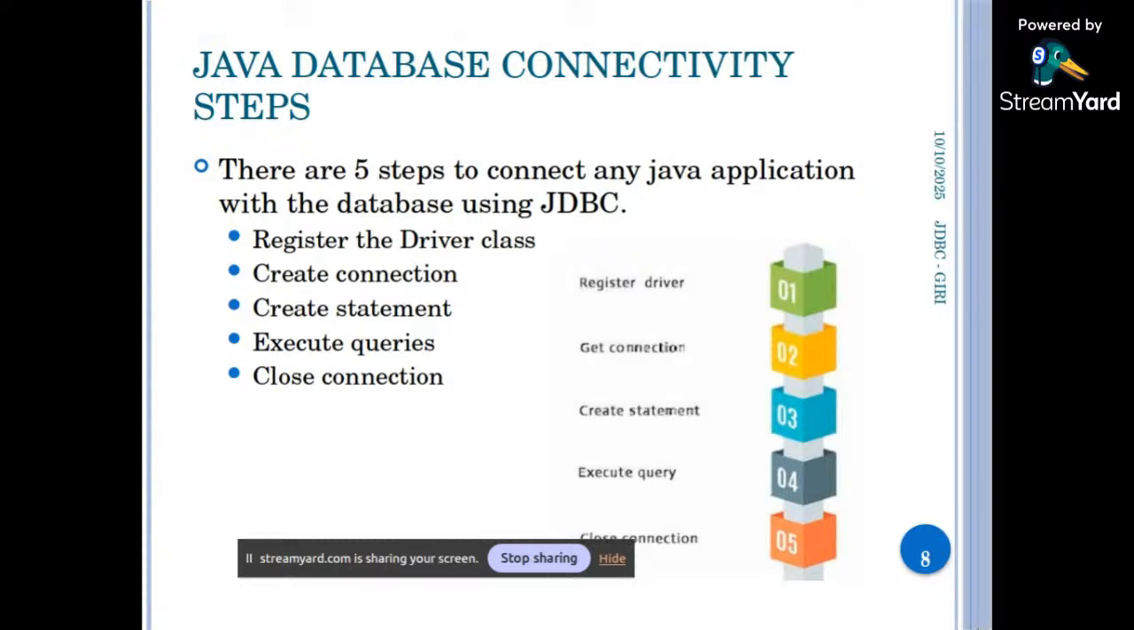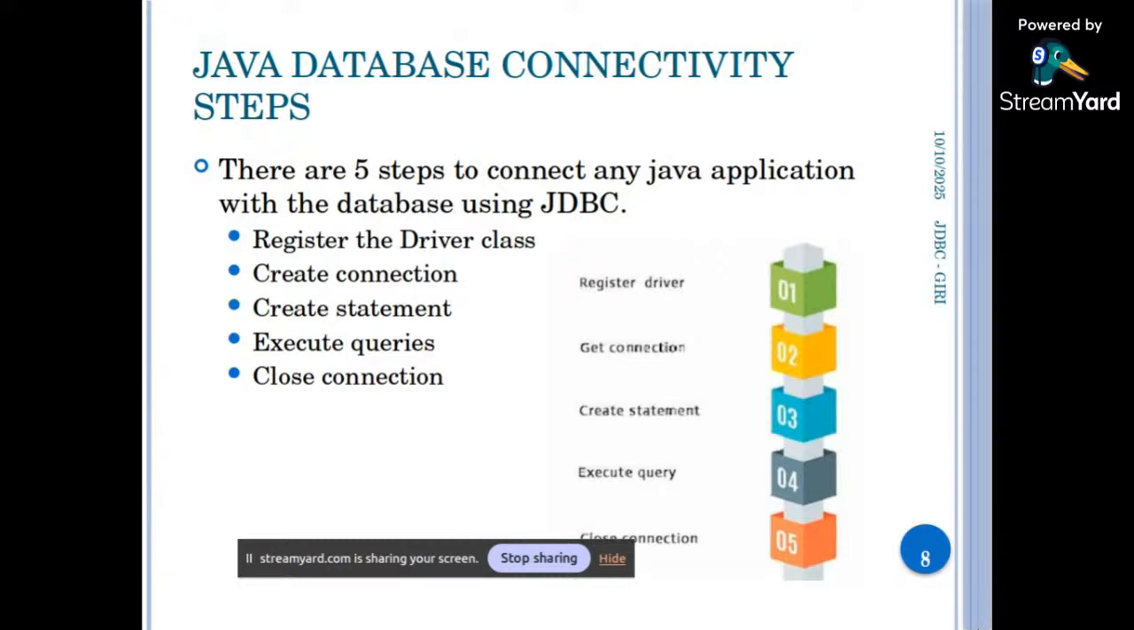Second step is creating a connection. Once the driver class has been registered, based on the driver class we are going to create a connection. Based on that connection, we are going to create a statement, because if I want to execute any statement, it should be executed on a database. To connect to a database, there should be a connection between my application and the database. That connection is given by my connection class. So the statement is to be created against a connection. Once the statement is created, we are going to execute the statement. Once the statement is executed, I have to close my connection.